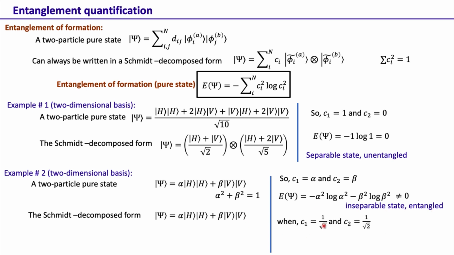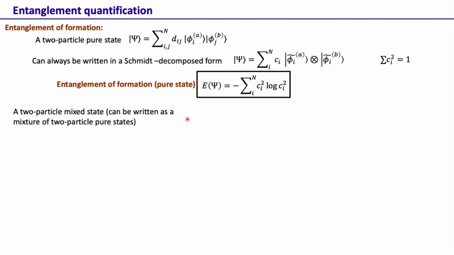So when c_1 is 1 over root 2 and c_2 is 1 over root 2, that is, when alpha is 1 over root 2 and beta is 1 over root 2, then the entanglement of formation is 1, and that's the maximally entangled pure state of two particles in two dimensions. So that's how we calculate entanglement of formation, although it is definitely defined for even n dimensional states, two particle, not just for the two dimensional.